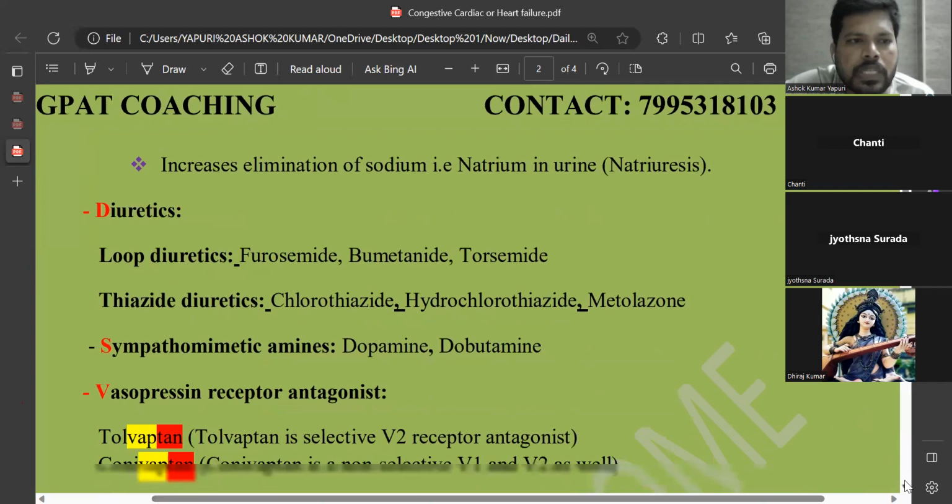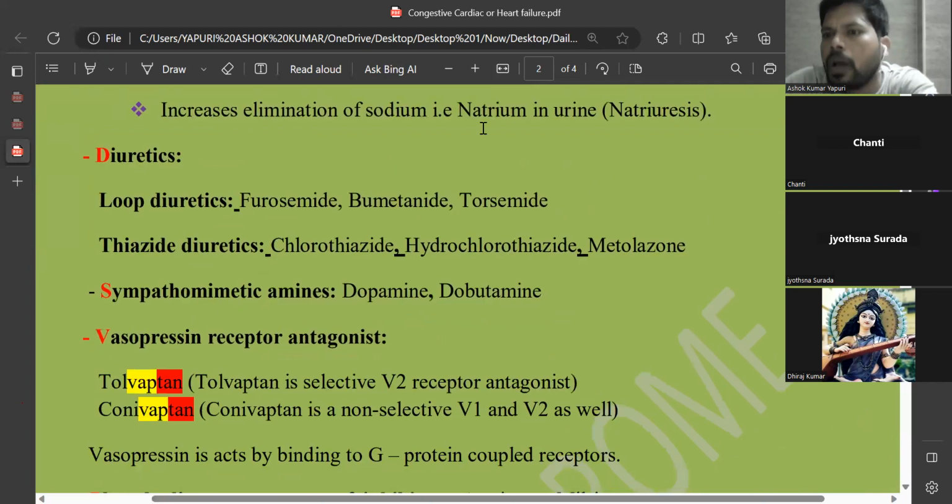So the next class of drugs is diuretics. Diuretics are very essential in the treatment of congestive heart failure. Why? Because diuretics, as the name itself says, increase the elimination of fluids through the urine. The main reason is that excess fluid is accumulated in the heart, so to eliminate that excess fluid, first we have to start with the diuretics.